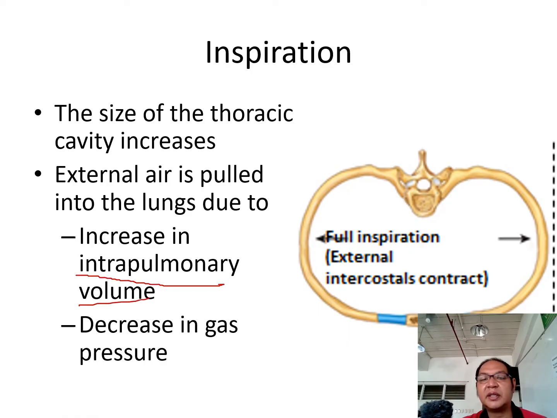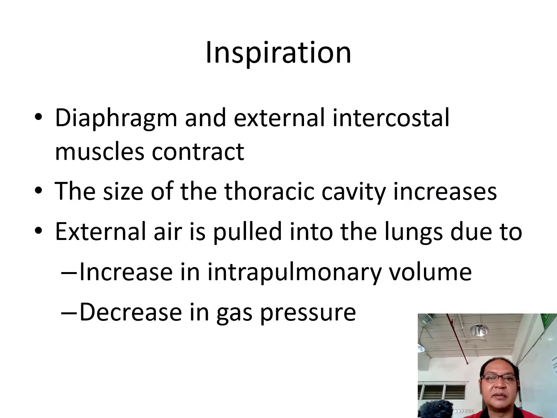Okay, so when the ribs are pulled up, this diameter increases. No? So the thoracic cavity increases and at the same time the diaphragm flattens. So this area will increase and it will increase intrapulmonary volume and decrease gas pressure. So the greater the volume, the lesser the pressure. The air now can go in.